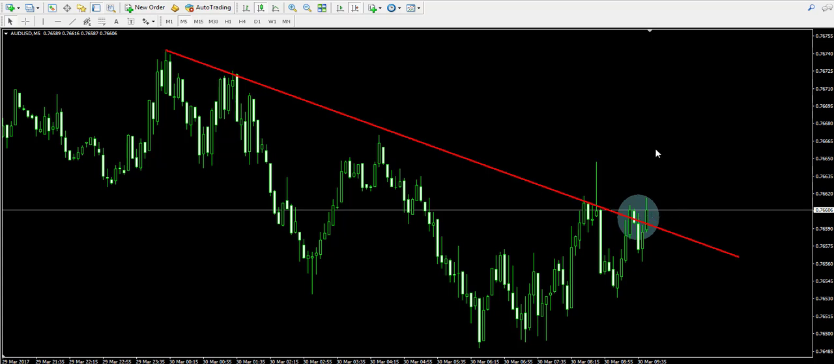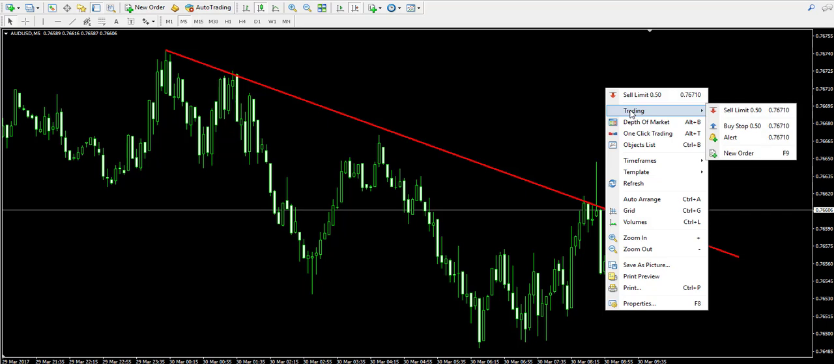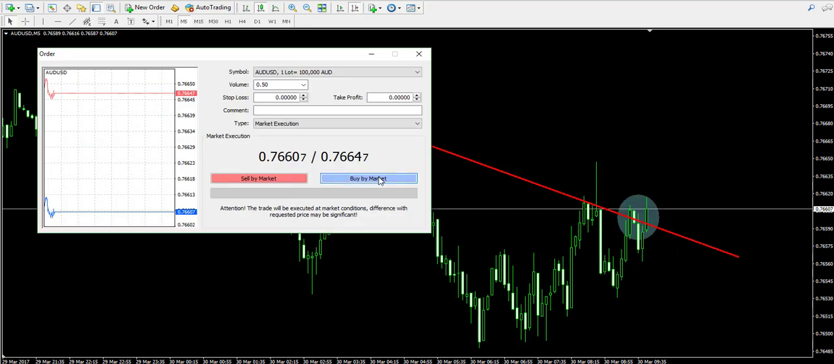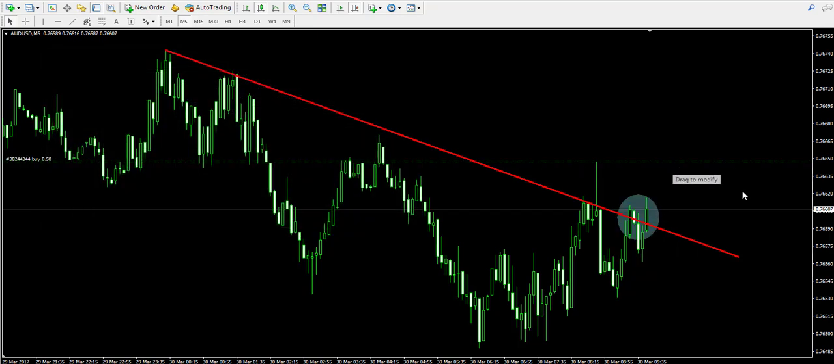For this reason, I will immediately buy the Australian dollar, American dollar forex pair for half lot. And after I did this, I will explain why I decided to do this and based on what signals I took this decision.